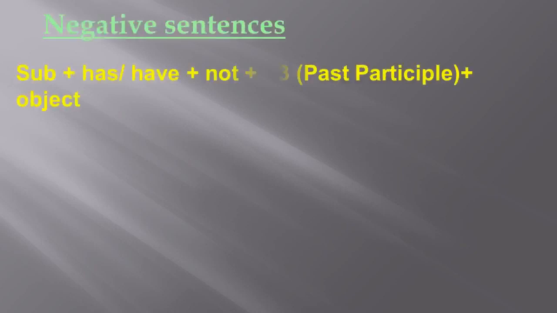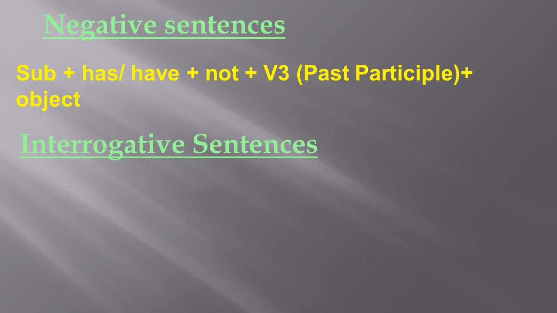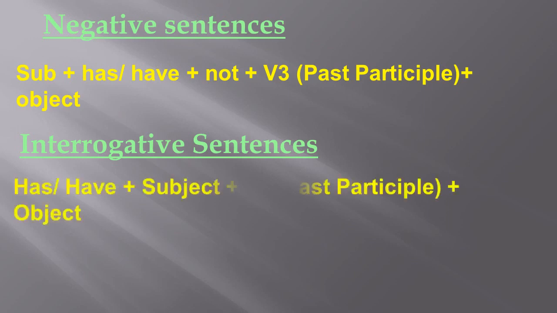For negative sentences, we will have subject plus has/have plus not plus verb third form, that is past participle form of the verb, plus object. For interrogative sentences, has/have, that is the auxiliary helping verb, will come forward, then subject, then third form of the verb, then object.